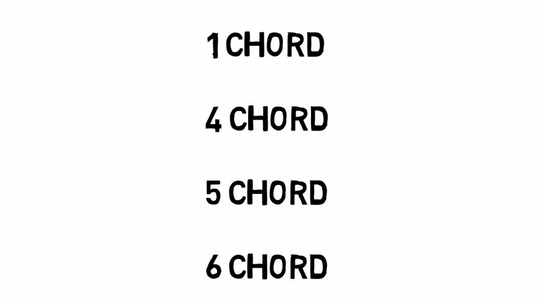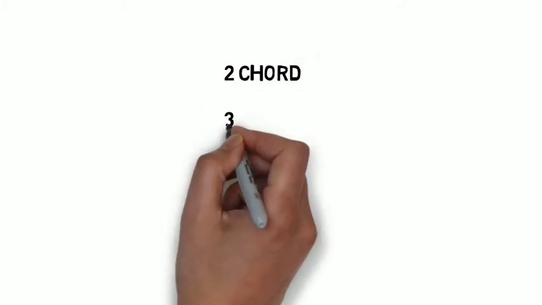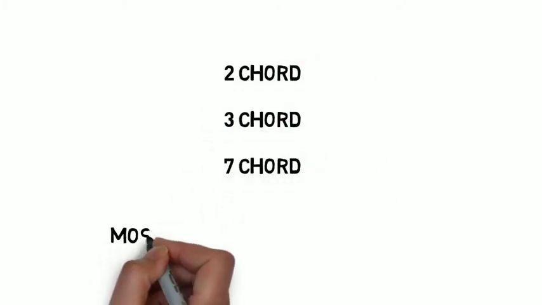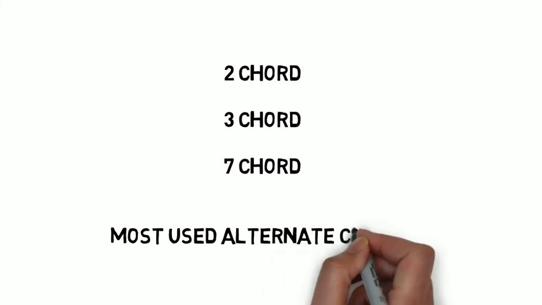If you've been learning an instrument that plays chords in your music lessons, you'll notice that as we learn the chords for each type of key, we'll learn the 1, 4, 5, and 6 chords first because they're the ones that show up most often in songs. Then we'll learn the number 2 chord, the number 3 chord, and the number 7 chord. And after that, we'll learn the most used alternate chords.